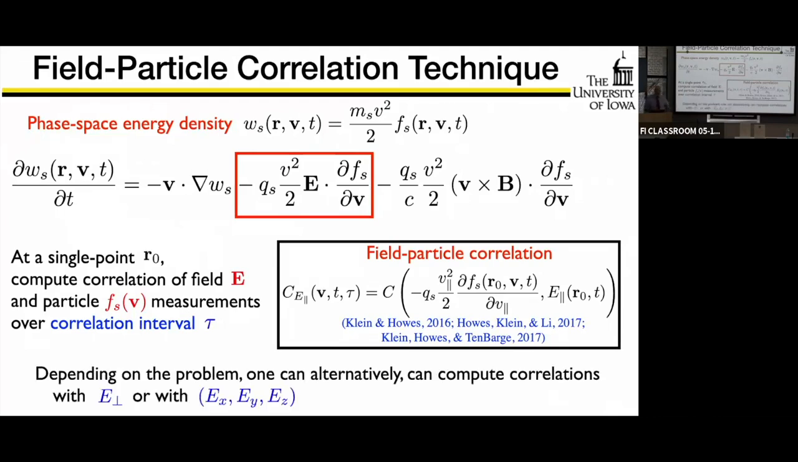Now, depending on the problem, you can also do correlations with the perpendicular component of the electric field, or I do stuff with collisionless shocks as well, and we just use all three components, X, Y, and Z, and just keep them separate.